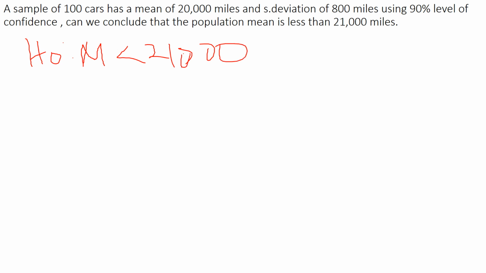And then we also need to state our alternative hypothesis. In this case, for the sample mean, we are told that it has a mean of 20,000. So you can see it is less than this 21,000, so it is also going to be less than 21,000 miles. We are given that the level of confidence that we are going to test is 90%. So in this case, we can have a sketch of our normal distribution here.